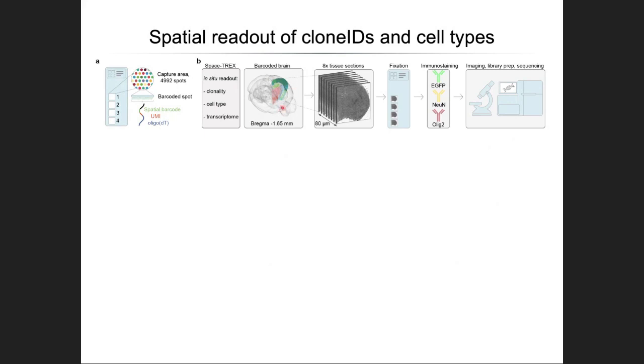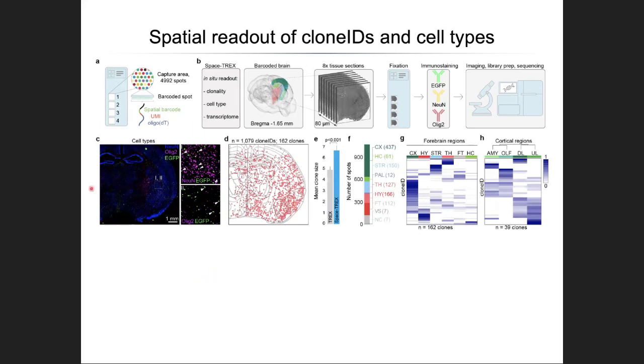So we take a barcoded brain, make tissue sections, mount them on a glass slide, fix them, and do an immunostaining step, which allows us to essentially reveal the broad cell type of barcoded cells. And this is how the data looks. As I said, from immunostaining we can distinguish between major cell types. In our case, it's neurons and oligodendrocytes.